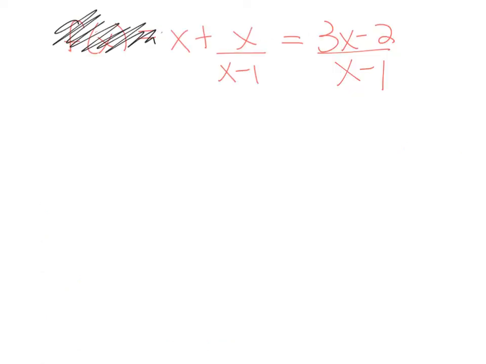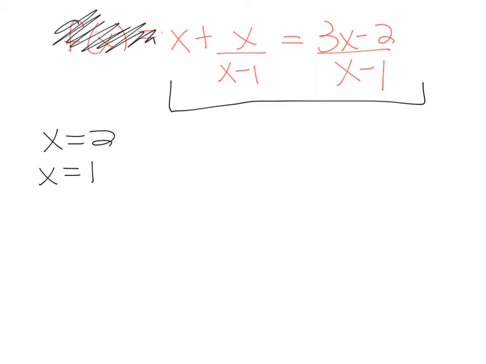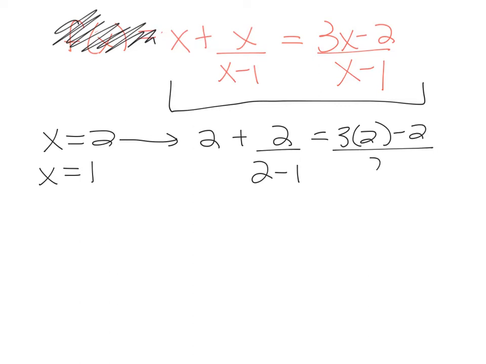Okay, so what we're looking at here is the original equation of x plus x over x minus 1 equal to 3x minus 2 over x minus 1. The solutions we got were x equals 2 and x equals 1, and I need to check both of them. So I'm going to plug 2 in first. I get 2 plus 2 over 2 minus 1 needs to equal 3 times 2 minus 2 over 2 minus 1. So if I simplify here, I get 2 plus 2 over 1 equals 6 minus 2 over 1.